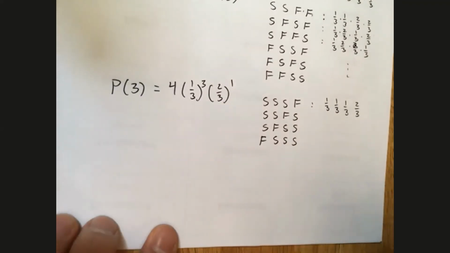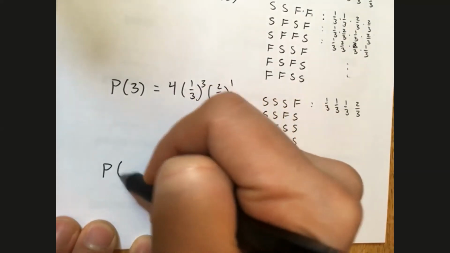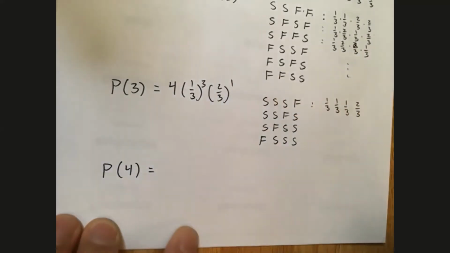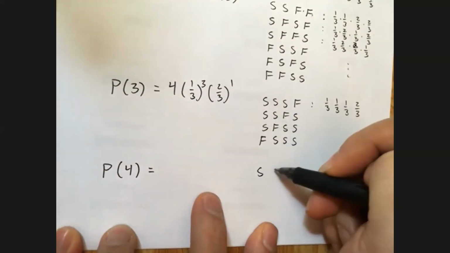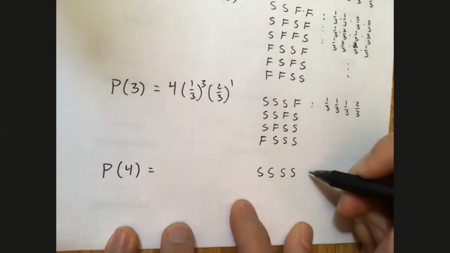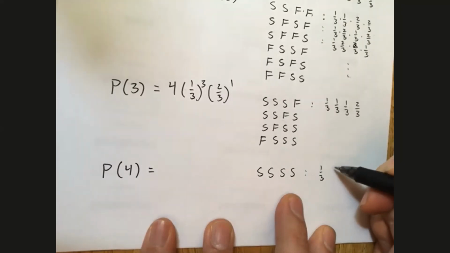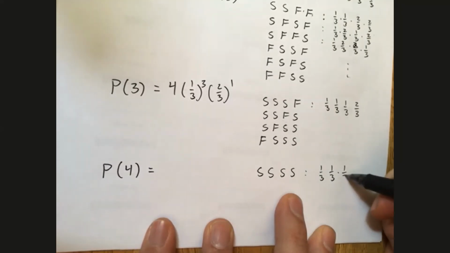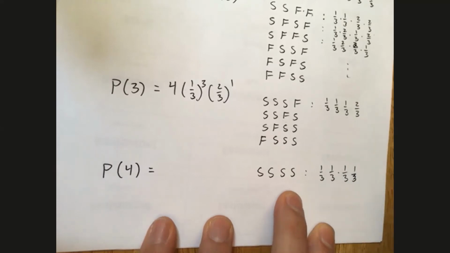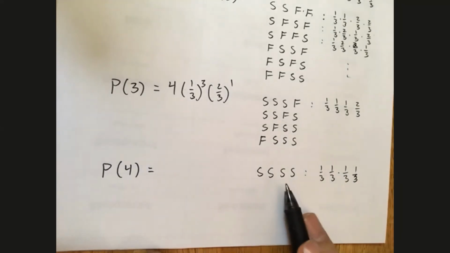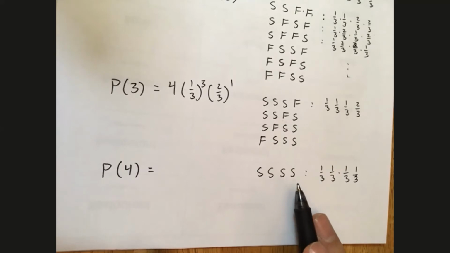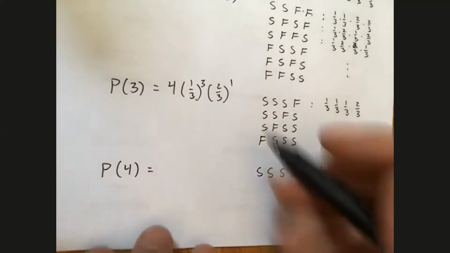Finally, the last one will be the probability of 4 successes in 4 rolls of a die. So that's success, success, success, success. Well, that's 1/3 times 1/3 times 1/3 times 1/3. And there's only one way that can happen. I can't write down anything other than this for 4 successes in a row. So it's just 1/3 to the 4th power.